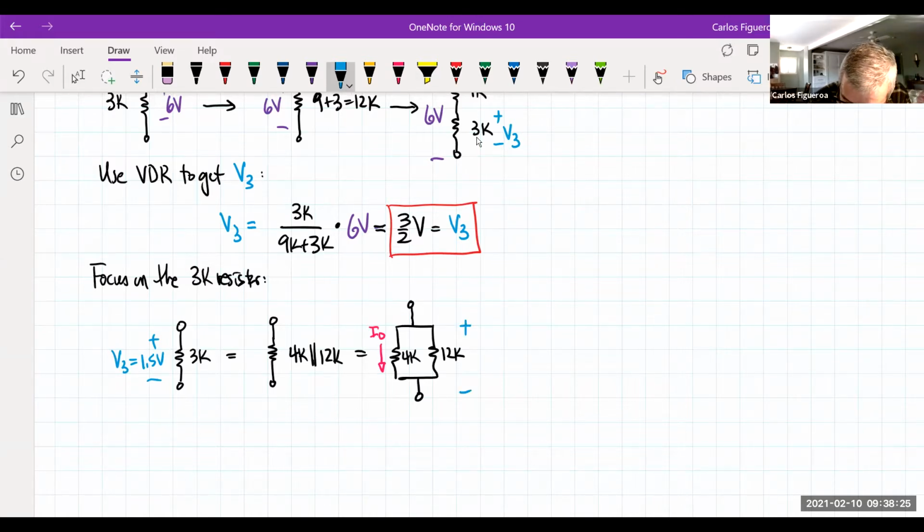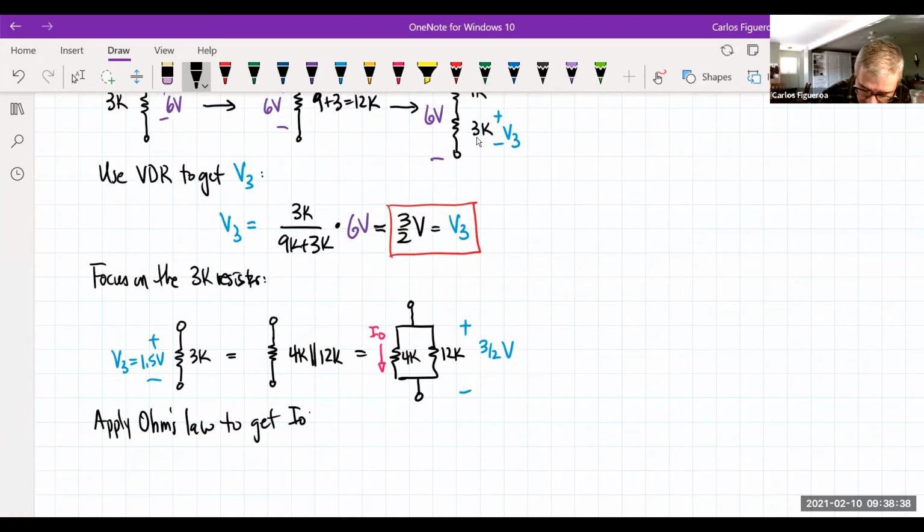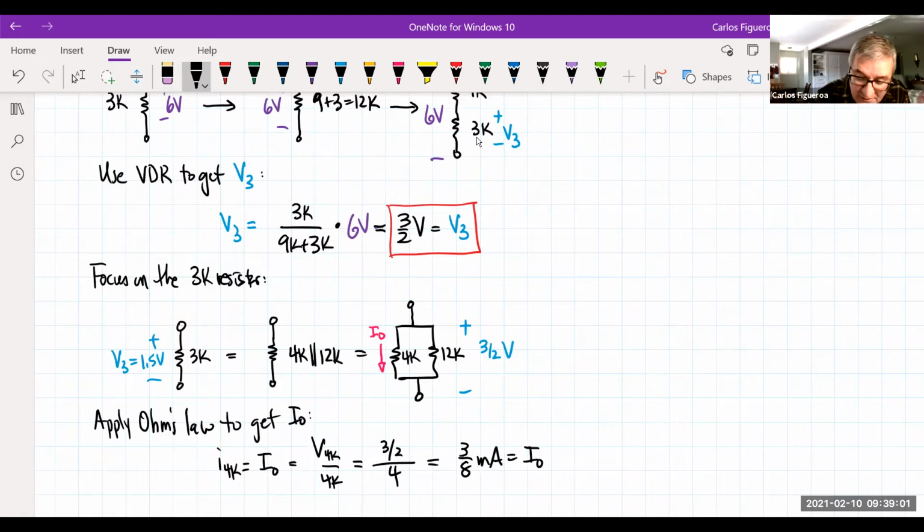The voltage across this guy is 3/2 volts. So now what do I do? I apply Ohm's law to get I0. I can see that the current of the 4K is what has been defined as I0. According to Ohm's law, it's going to be the voltage of the 4K divided by the 4K. So this is going to give me 3/2 divided by 4. And in this case, you can see here it's going to be 3/8 milliamps. And that's I0 right there.